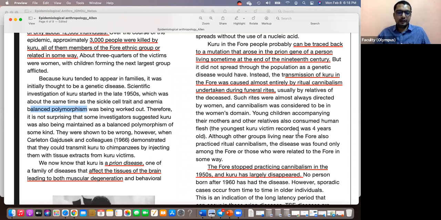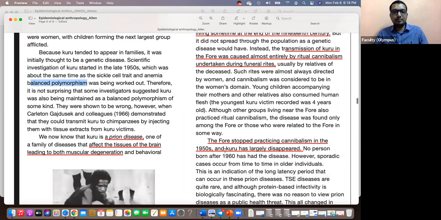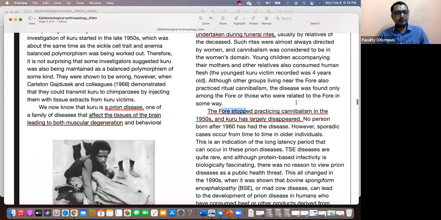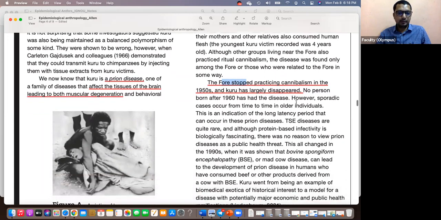And interestingly, as soon as these people stopped practicing cannibalism, the spread of Kuru also stopped. No person born after 1960 has reported this disease so far, as per this source. Some elderly people still die from it. Maybe they had that exposure before, and it was latent, staying inside the body, and it is showing up now, but overall the practice was stopped.